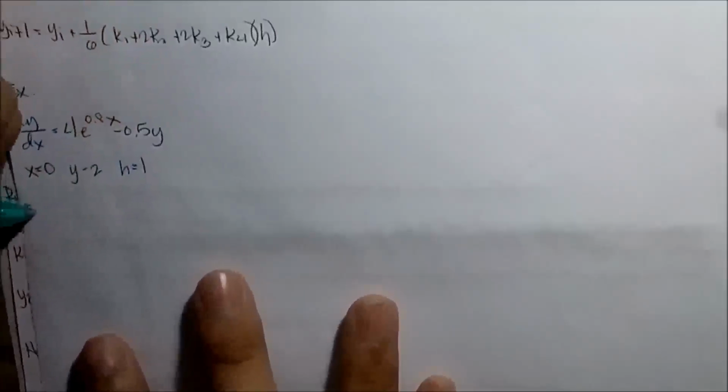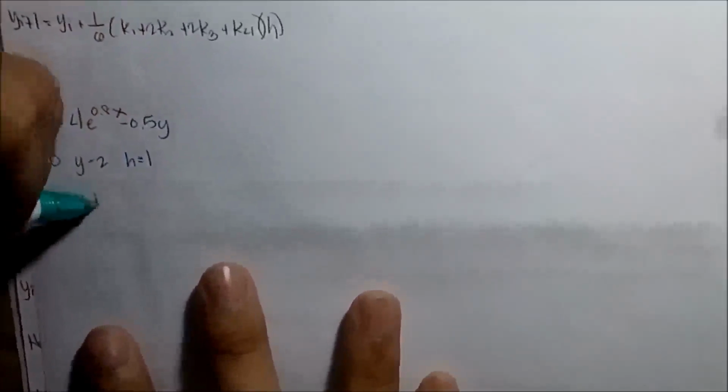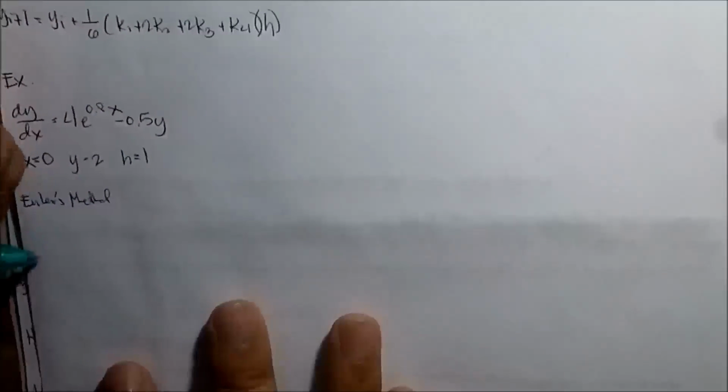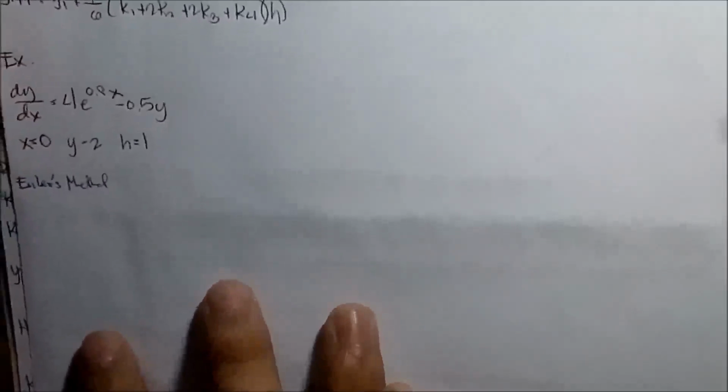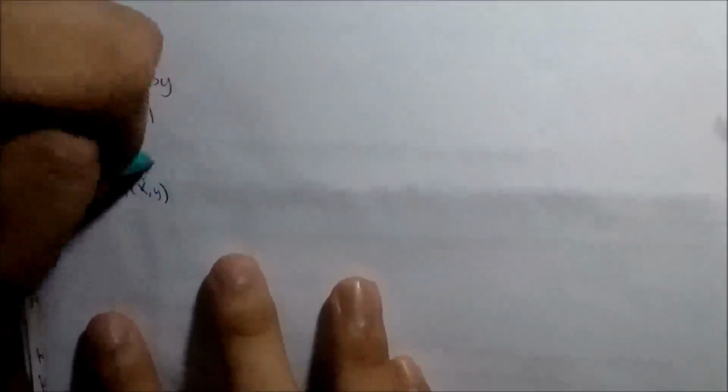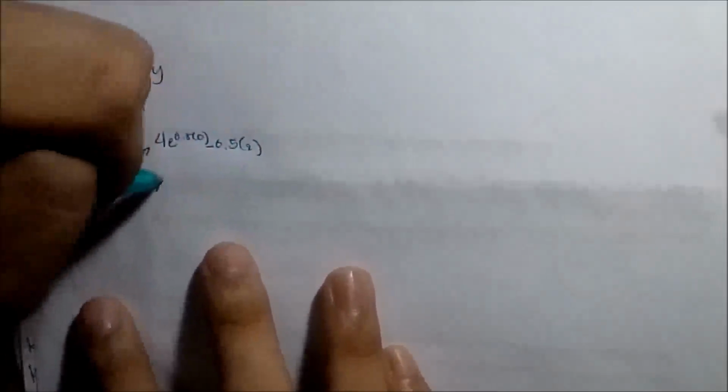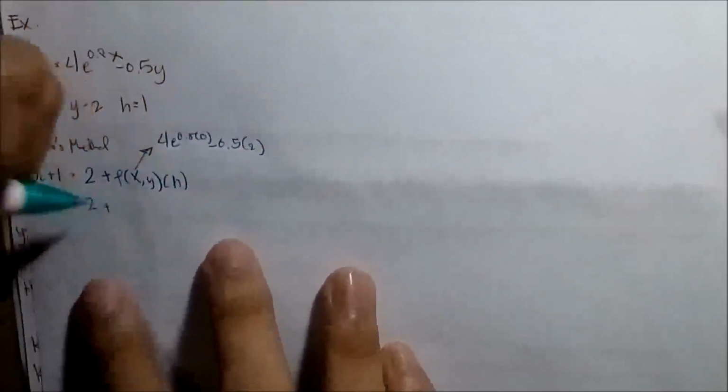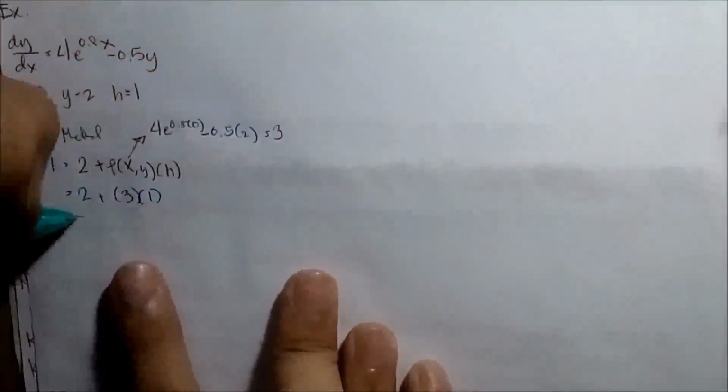First, Euler's method. K1 is Euler's method. yi plus 1 equals 2 for the initial condition plus f of x and y, 4e raised to 0.8 times 0 minus 0.5 times 2, times h or 1. 2 plus, the answer will be 3 times 1. yi plus 1 equals 5.